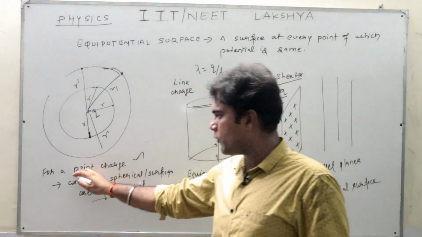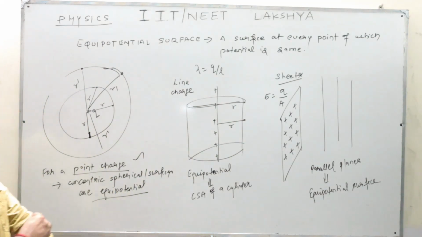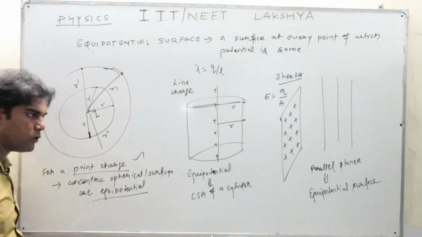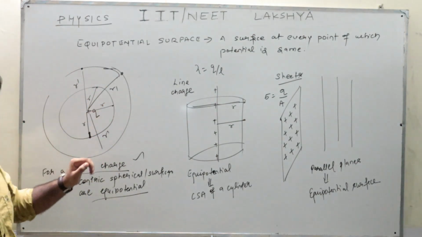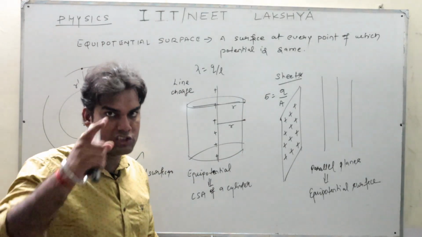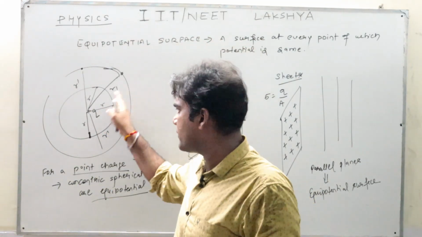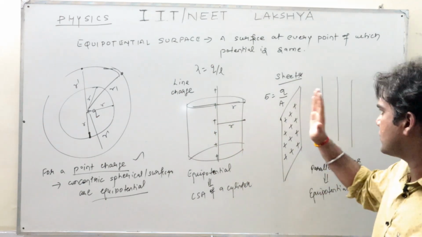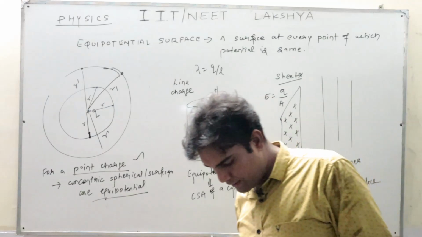You have to remember, for a point charge it is a sphere, or you can say concentric spheres. But of course, concentric spheres does not mean the potential at this sphere and this sphere is the same. No, potential at every point of this sphere is the same, and potential at every point of the second sphere is also the same, but different from the first sphere, because the radius is different. So for a line charge it is the CSA of a cylinder, and for a thin sheet the equipotential surface is plane sheets.